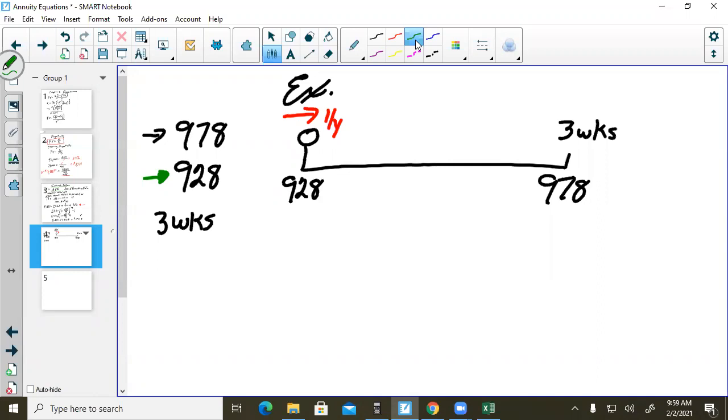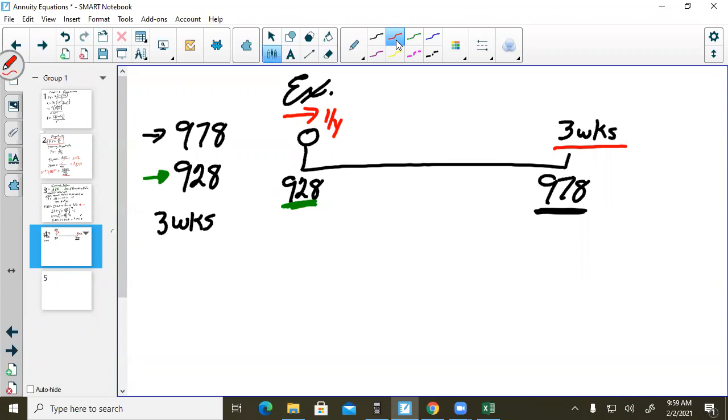Okay, so let's think about this. If we put it on our timeline here, he's going to get $928 right now. If he waited until he got his taxes, he'd get $978. And he has to wait for 3 weeks for that to happen. So what I'm looking for is effectively what interest rate H&R Block is charging him to give him this quote advance, or in essence, it's a loan, if you want to be honest.